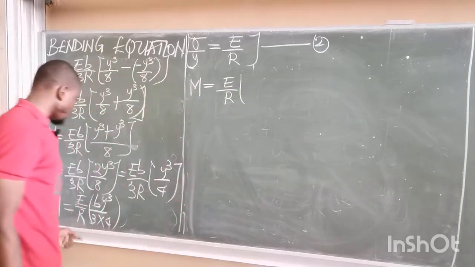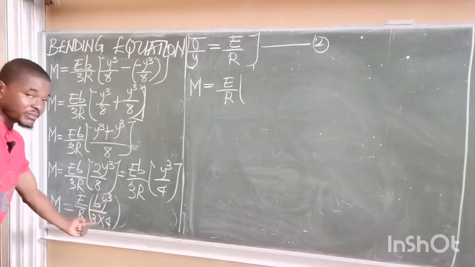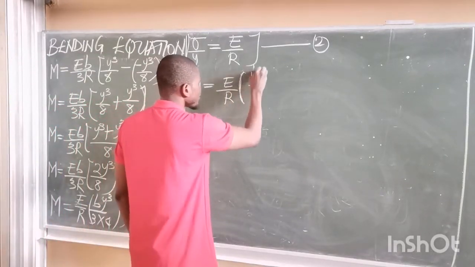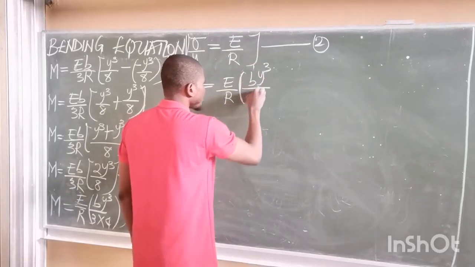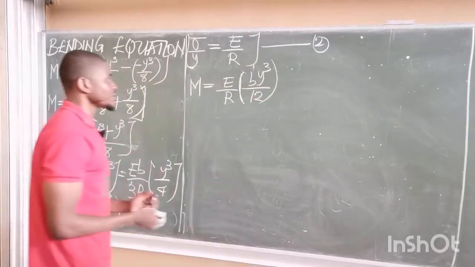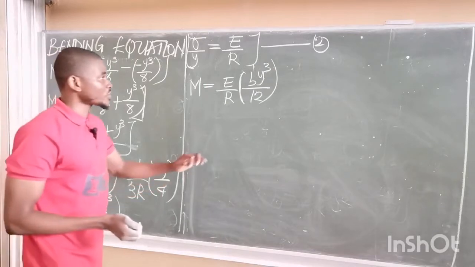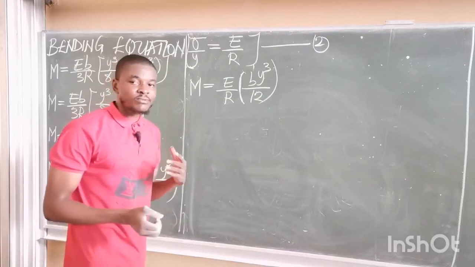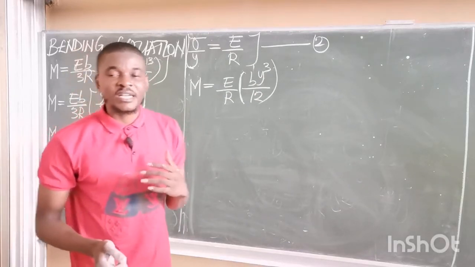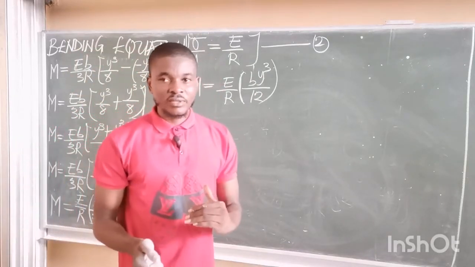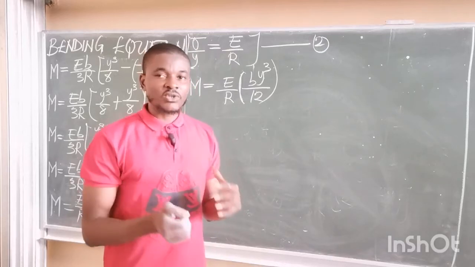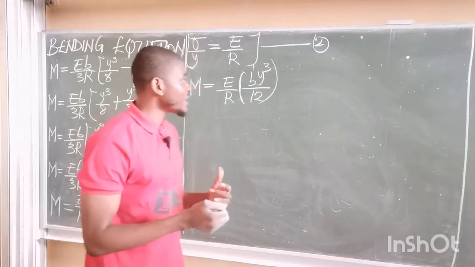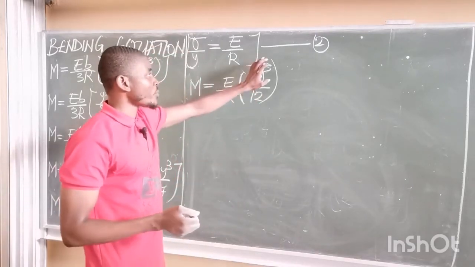So therefore moment is now equal to, from here we have E over r into by cube. 3 by 4 here is simply 12, so that gives us by cube all over 12. Okay, so at this point, this relationship by cube over 12 gives us what is called the moment of inertia for a rectangular section. The moment of inertia for a rectangular section is simply bd cubed over 12, where d there is the depth, still the same thing that is presented here as y, by cubed all over 12.